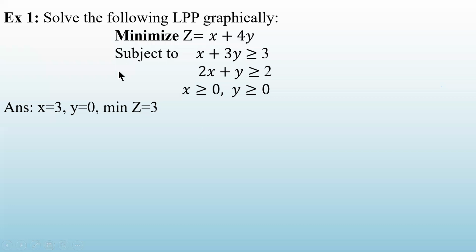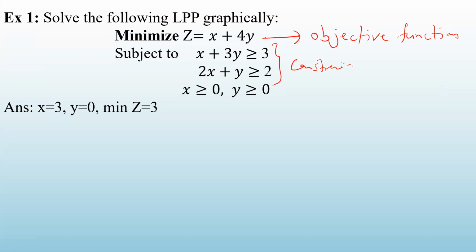Again, as I told you, in this linear programming problem, what is the objective function? This is the objective function. The objective function is the function which you are going to maximize or minimize. How many constraints are there? 2 constraints. These are the constraints. And as usual, every linear programming problem will have this. It is called non-negative constraints.